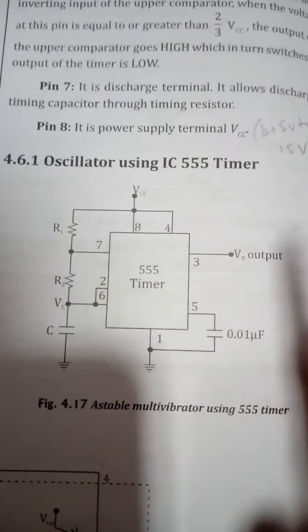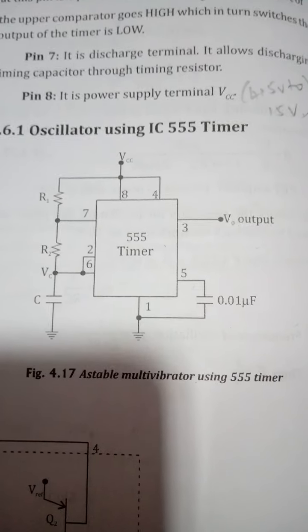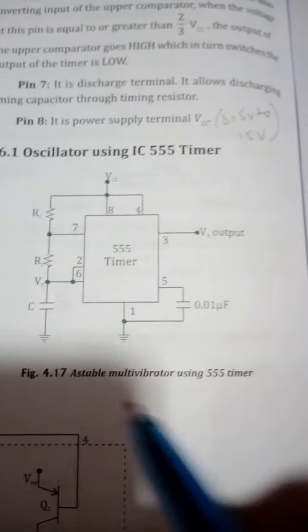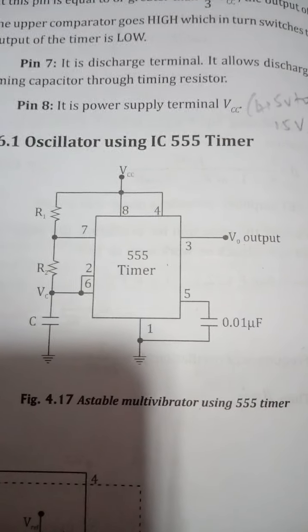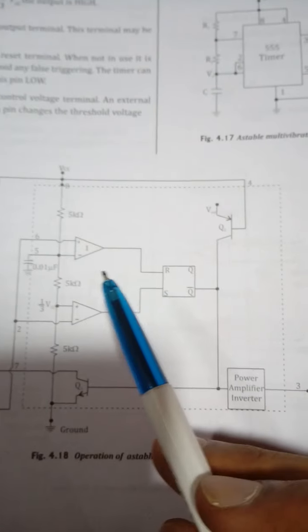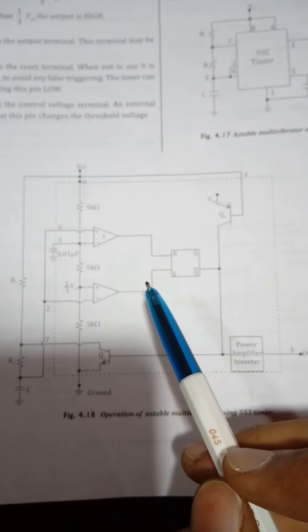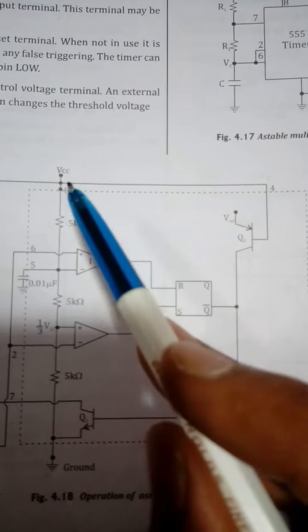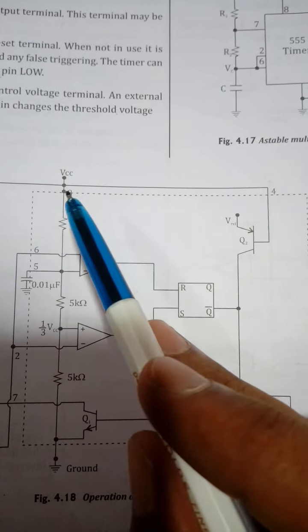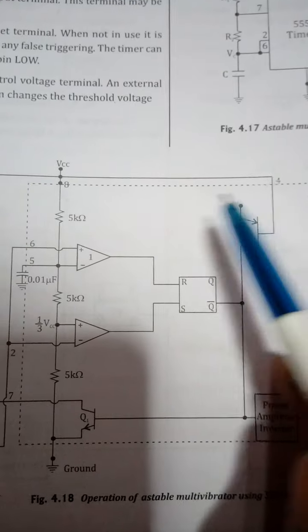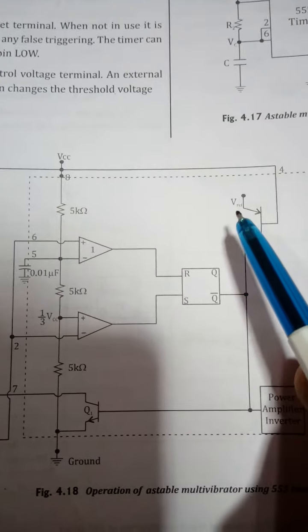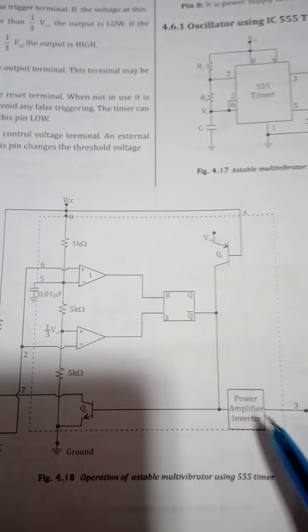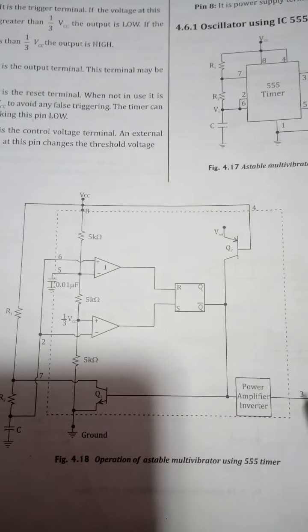This is the circuit of the oscillator using IC555 timer, and you are seeing this connection through the IC diagram. If you want to see it in a functional diagram, internally it is connected like this. VCC is there, and pin number 4 is given to the base of the second transistor. That goes to the power amplifier, which in turn goes to the output part.